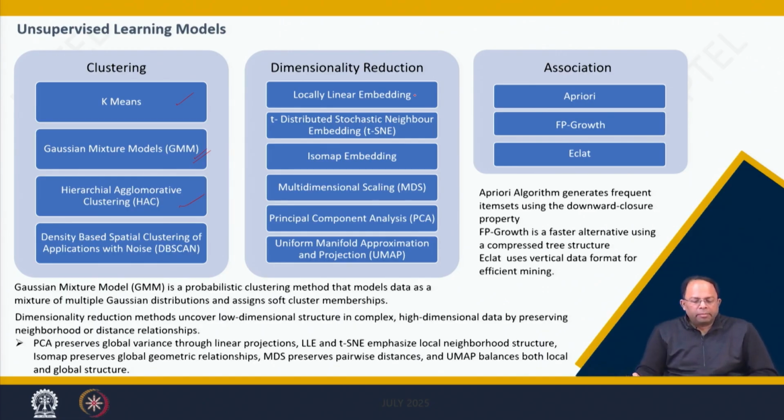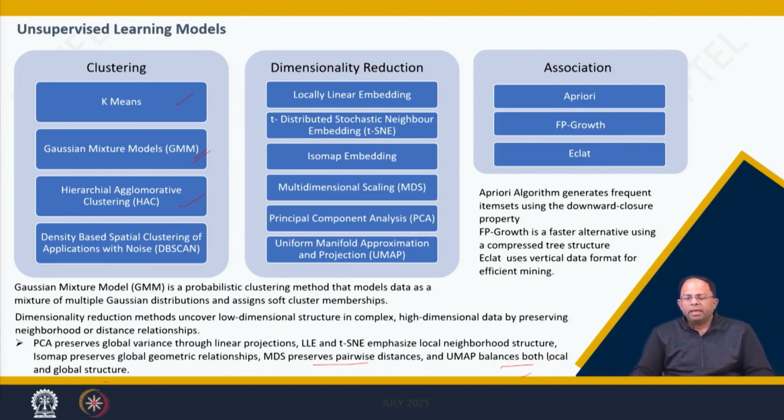And what PCA does is it preserves the global variance through linear projections, whereas LLE and t-SNE emphasize local neighborhood structure. Then Isomap preserves global geometric relationships, MDS preserves pairwise distances, and UMAP balances both local and global structure. So what it tells is there are different approaches based on which we try to identify which things could be related or unrelated, and which has more effect on the overall thing. This we will discuss in detail later.